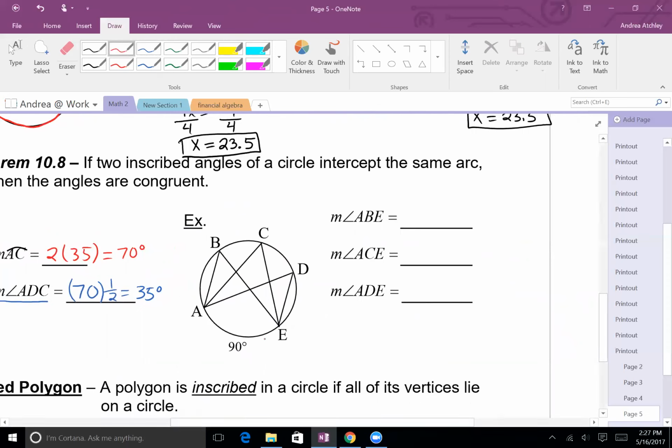They gave you that arc AE was 90 degrees. So we need to find the measure of angle ABE. So this angle here, ABE. Brandon, how am I going to find the angle ABE? Very good. So 1/2 times 90 is going to be 45.